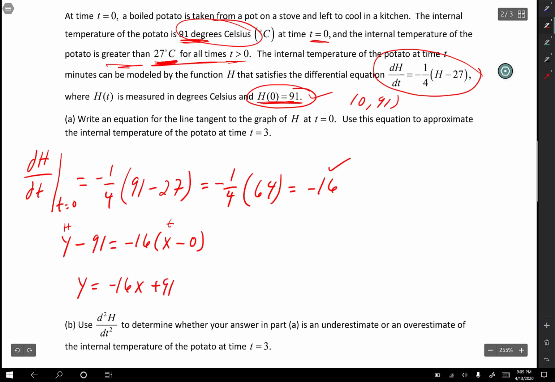So this is like h of t, your h of t approximation. And it says to use this equation to approximate your temperature at t equals 3. So h of 3 is approximately negative 16 times 3 plus 91. And you could leave it like this and you're done. But if you feel compelled to keep on going, then you can. The only thing I've got to tell you guys is make sure that you do not make a mistake.